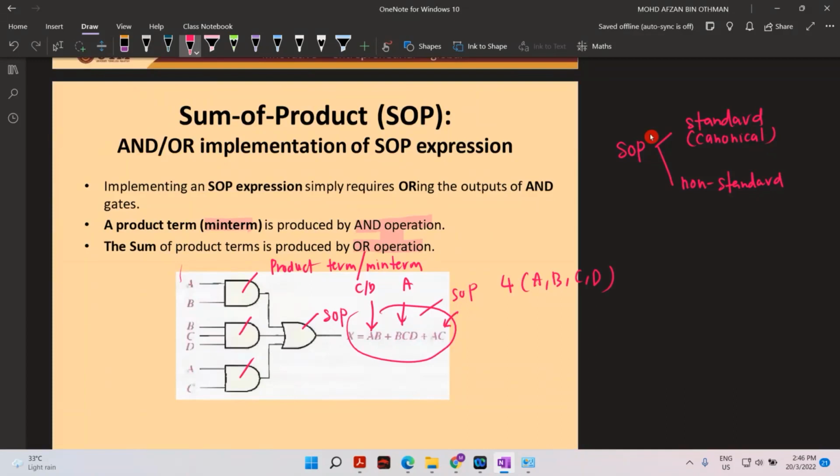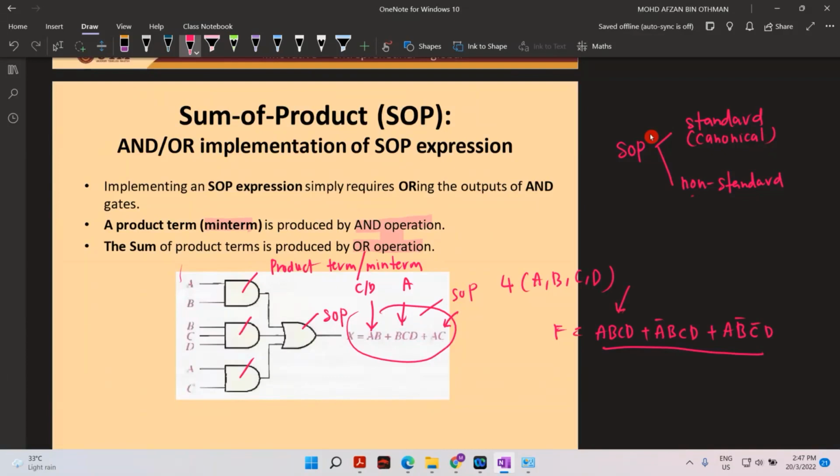Kalau standard SOP, dia kena ada macam ni. Contoh, kalau dia ada 4 domain, so keempat-empatnya kena ada. Tak kisahlah sama ada dia complemented ataupun tak. So yang ni kita panggil standard SOP. Sebabnya first AND gates ada 4 domains, second AND gates pun ada keempat-empatnya, third AND gates pun ada keempat-empatnya. So this is a standard SOP. But this one is non-standard SOP, sebabnya ada yang missing.